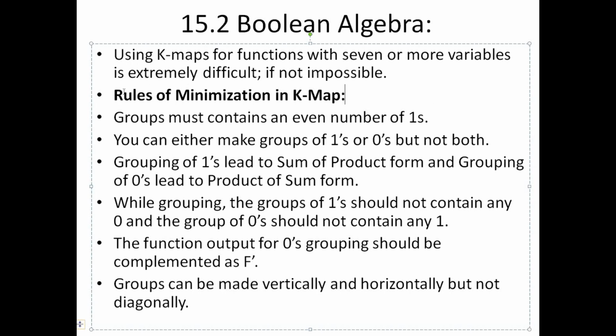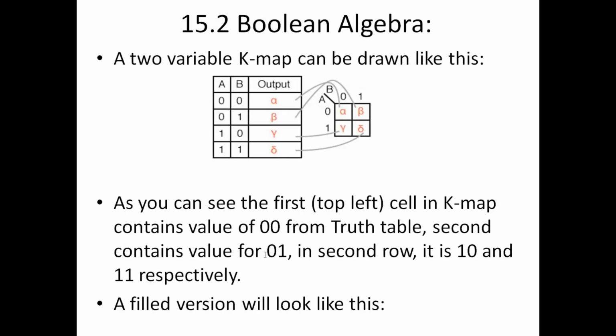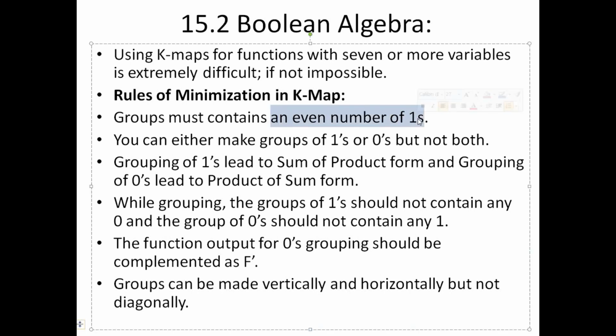Rules of minimization in K-map: how you can fill in a K-map and how you can simplify the expression using a K-map. Basically you are going to need a truth table, and you fill in the given grid. A K-map is always in the form of a grid that can look something like this, and then after filling it up you make groups that would contain an even number of ones by using your pen or pencil. You can either make groups of ones or of zeros, but not both. Whatever group you make must contain all zeros or all ones, but not a mix of both.